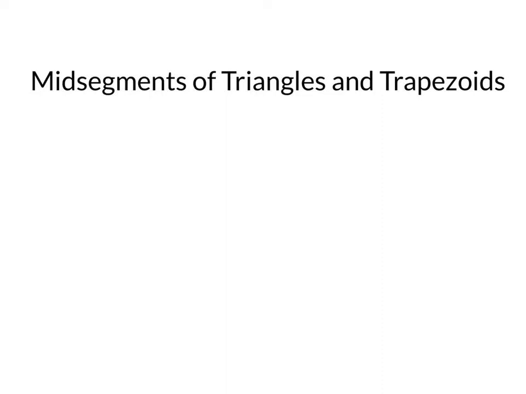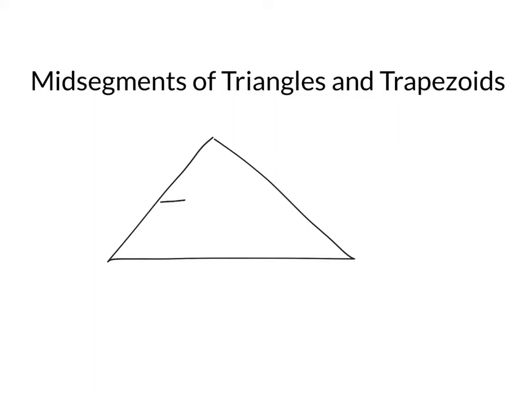Alright, so we've got mid-segments of triangles and trapezoids. A mid-segment is what it sounds like. Say you've got a triangle, a mid-segment is halfway up each side. That means that these guys are congruent and these guys are congruent. So it's connecting what's called midpoints. We've talked about midpoints before. It's connecting the midpoints of the two sides.